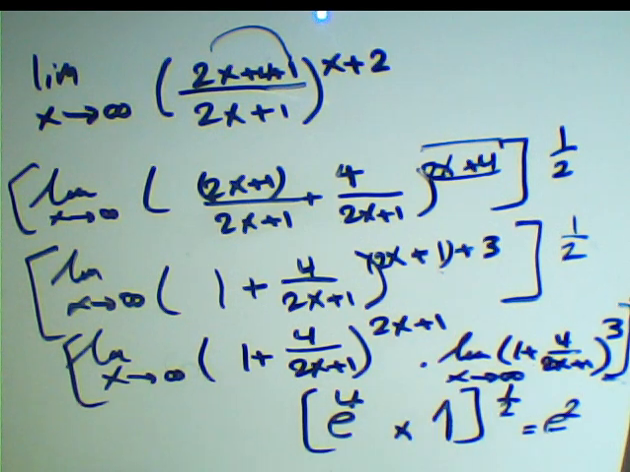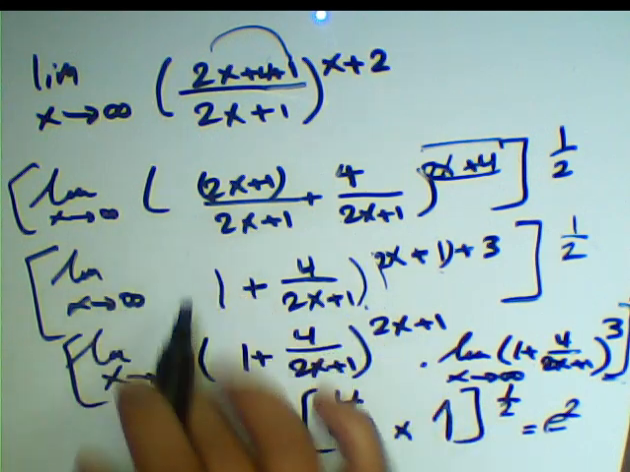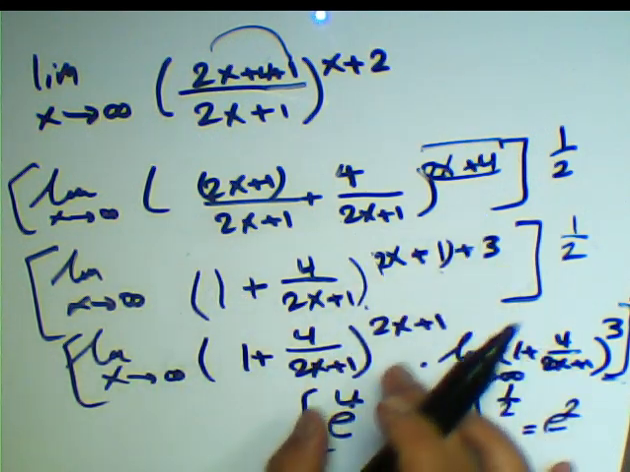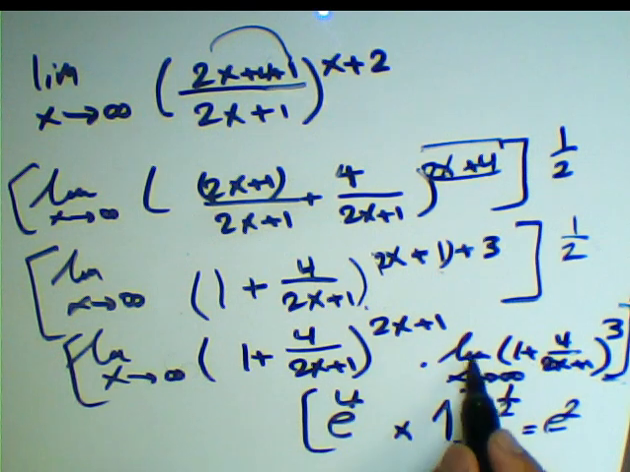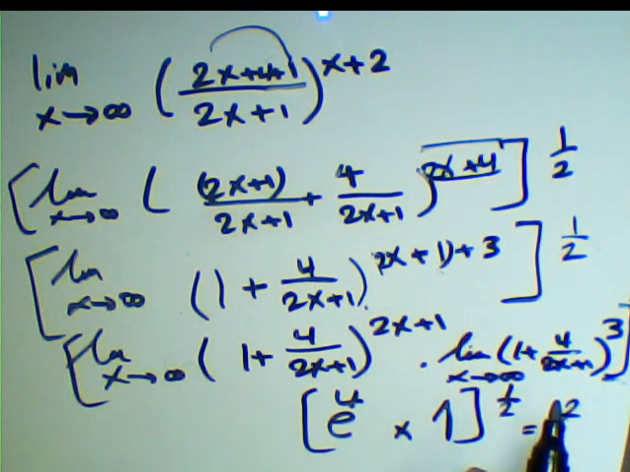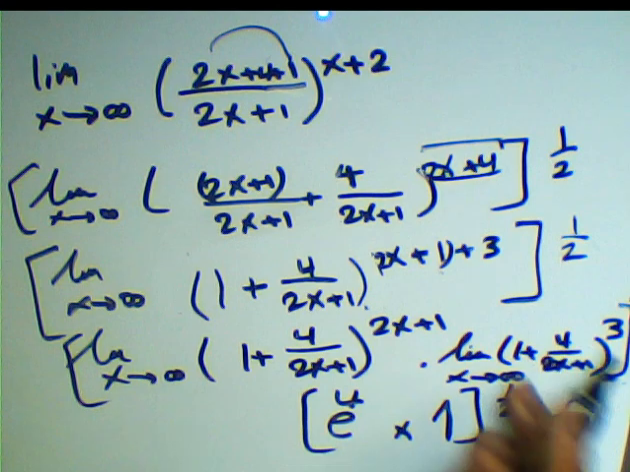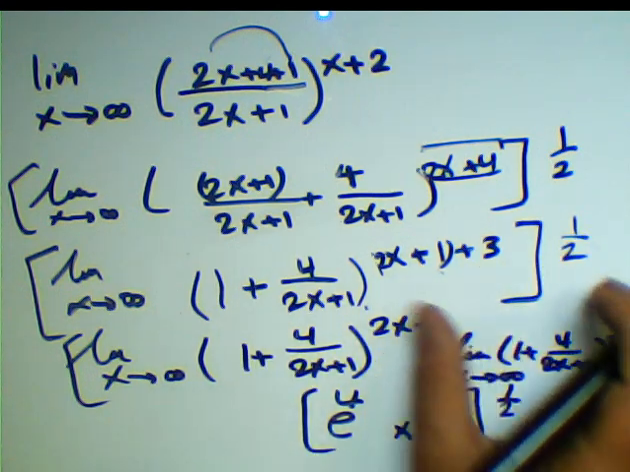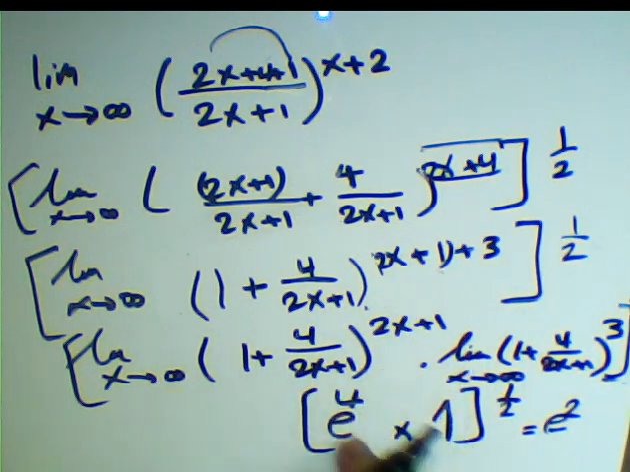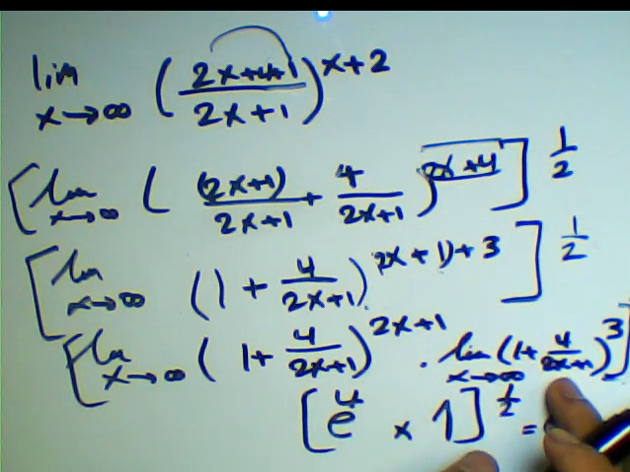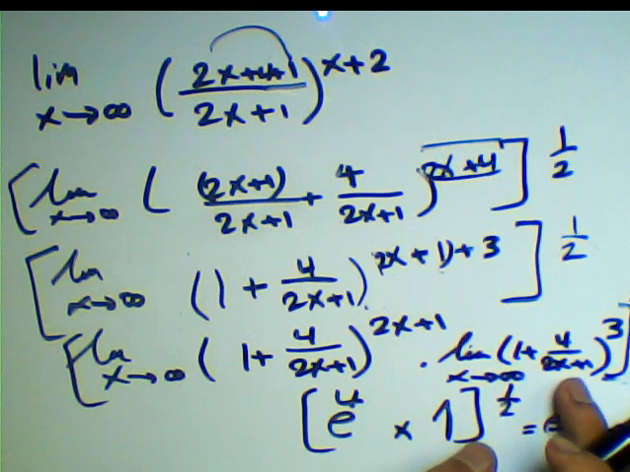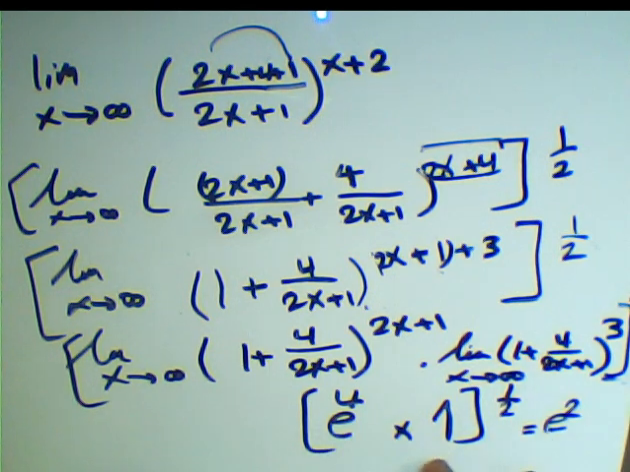And write the function here, to the power 2x plus 1, and the same function to the power 3, all to the power half outside. The result here will be e to the power 4, and the other result will be 1, because 4 over infinity equals 0, and 1 plus 0 equals 1. So e to the power 4 times 1, all to the power half, gives e to the power half times 4, which equals 2. The result will be e squared.